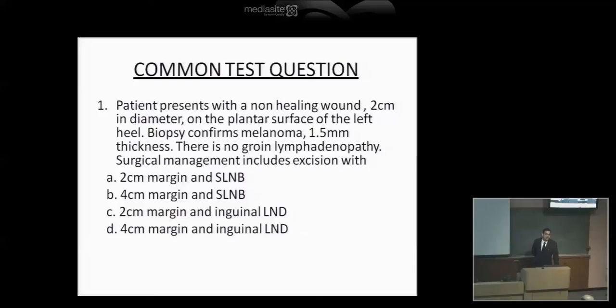The answer would be A. It's more than 1 millimeter, so you would do a 2 centimeter margin and you would do a sentinel lymph node biopsy as well.